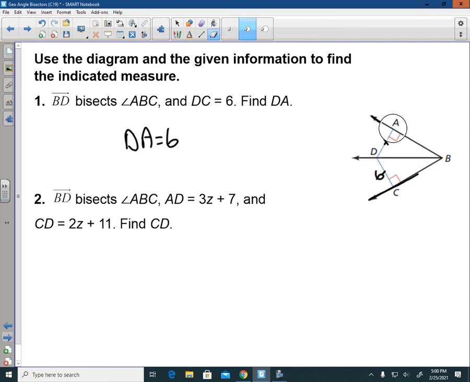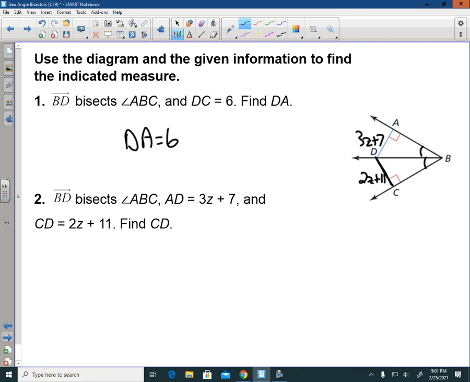Okay, let's do the other one. BD bisects ABC. So it's the same setup. Those are congruent. AD, this one here, is 3Z plus 7. And CD is 2Z plus 11. Find CD. So we're trying to find this length here.